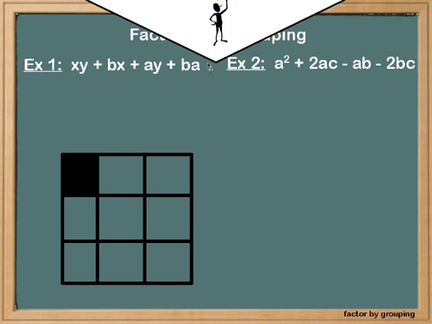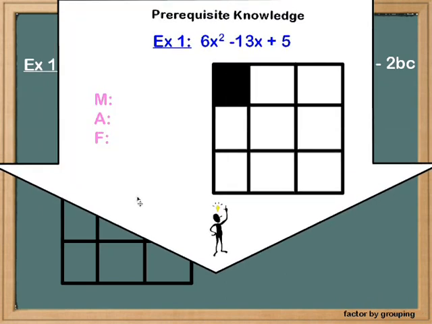We are going to use an MAF box to factor by grouping, and you're going to love the idea because it's going to make this problem so easy. But let's make sure you understood the basics. The 6x squared goes in the first box here, that's the first term. The 5 goes in the last box in the lower right hand corner. As for the other two boxes that you see empty right now, we'll fill them with factors of 30 that add to a negative 13x.